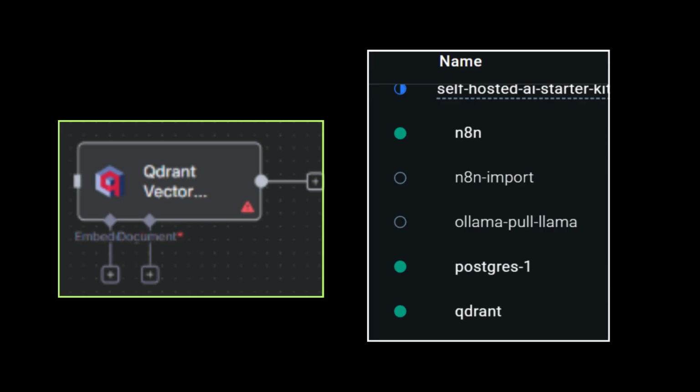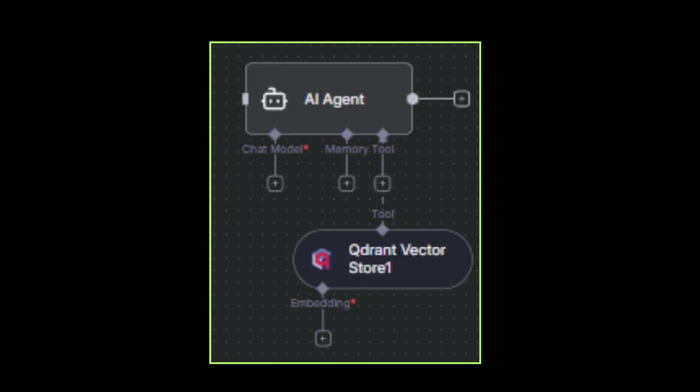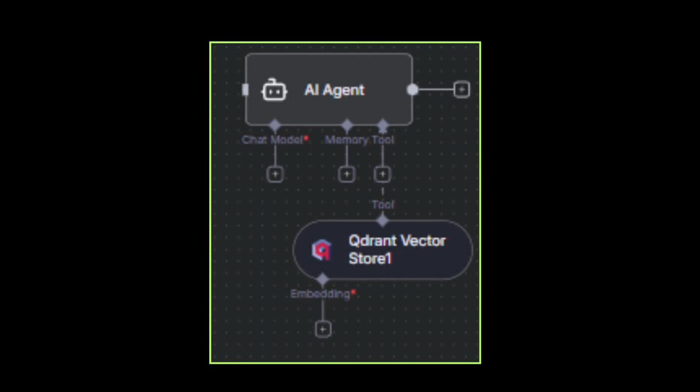Once the documents are stored in the vector store, we add another trigger called onChatMessage and connect it to the AI agent. This allows us to talk to the AI model. To let the AI read the external knowledge we uploaded, we connect the vector store under the Tools section of the AI agent so that it knows where to retrieve the information when needed.